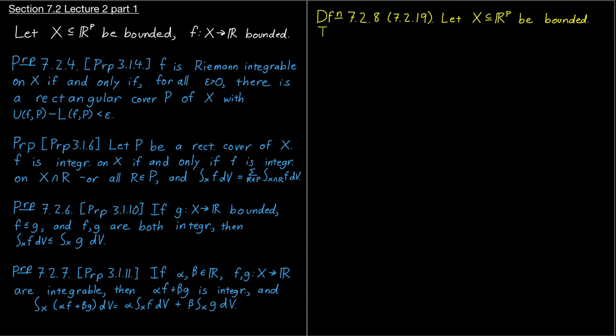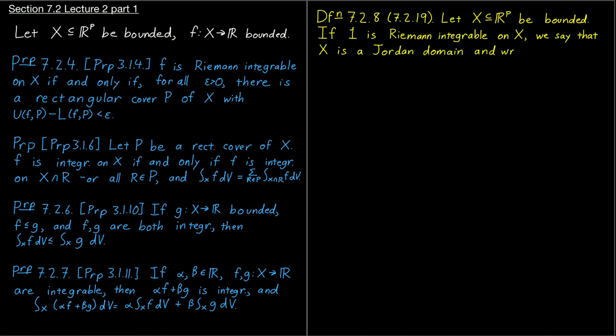Then, if 1 is Riemann integrable on X, then we call X a Jordan domain. And we write that the volume of X, V of X, is just the integral of 1 over X.